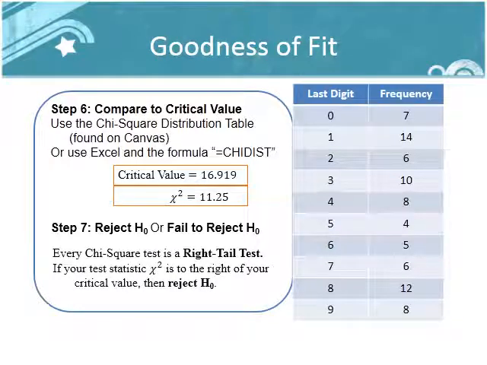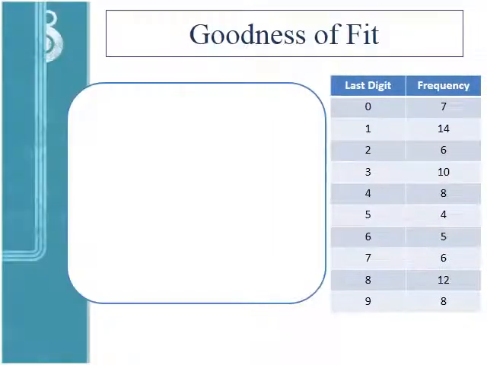If your test statistic is to the right of your critical value, in other words, if your test statistic is greater than your critical value, then we'll reject the null hypothesis. In this case, since our test statistic was not greater than our critical value, we fail to reject the null hypothesis. Now the question is, do we support the claim or not?